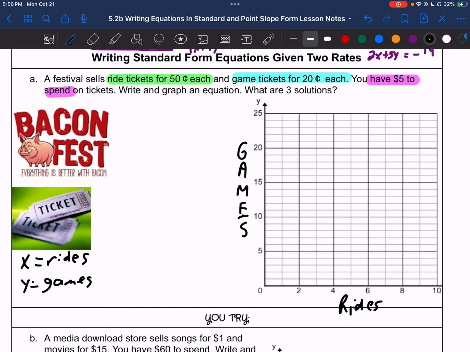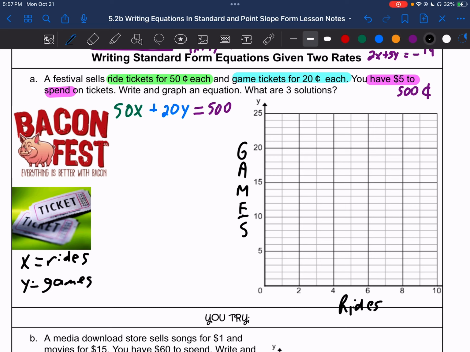Okay, so I know I'm graphing it, so I'm just going ahead and getting the labels out of the way right away. Now, this $5, everything else is being referred to in cents, and I remember I want to have my values be integers. So instead of doing 50 cents as 0.5 and 20 cents as 0.2, how about we deal with everything in cents instead? So $5 is going to be 500 cents. So we're going to set up our equation. Ride tickets are 50 cents, so that's 50 times X. And we're adding game tickets, which are 20 times Y, and that's going to be equal to the 500 cents that we have.